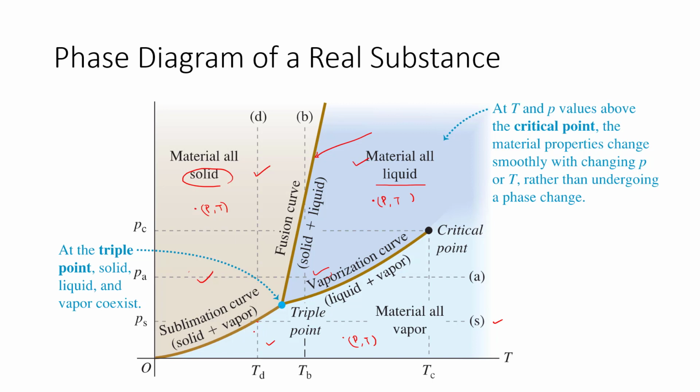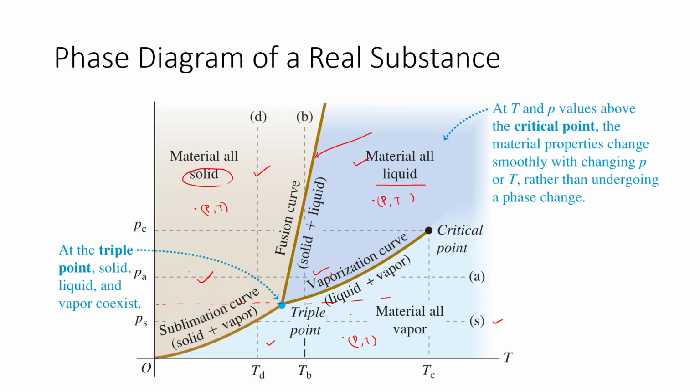So at any pressure less than the triple point pressure, no liquid phase is possible. If you look at the pressure below that, that's the triple point pressure. And if you look at the region below that triple point pressure, you don't get any liquid. Everything is either solid or vapor.